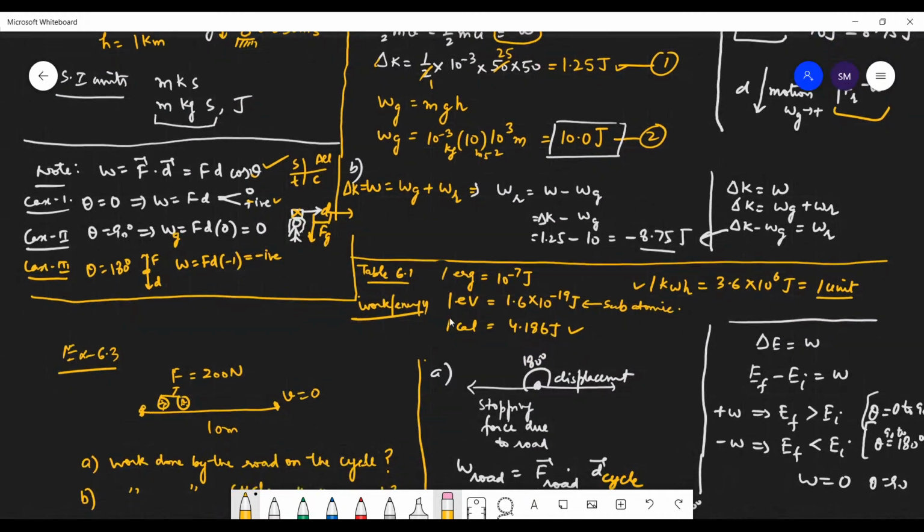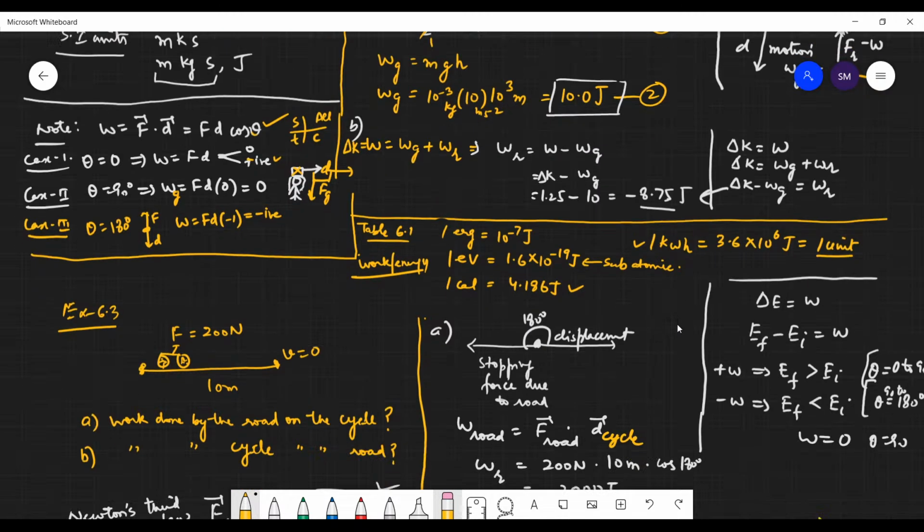So this is what we did, and then we saw table 6.1, and these are the 4 different units of energy.